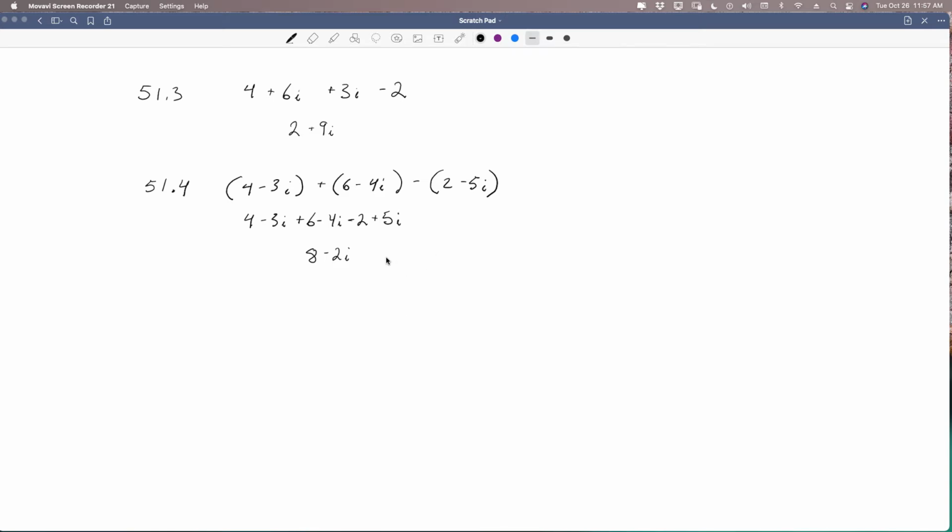All right, that one should have been easy peasy as well. The only thing you had to remember was when you got to this minus right here, that you put your -1 in front, and you say -1 times 2, which is -2, and -1 times -5i, which would have made that a positive 5i. So then you have positive 4, positive 6 is 10, minus 2 is 8. -3, -4 is -7, plus 5 is -2i. And that would have been the answer for 51.4. Easy peasy. Oh my goodness.